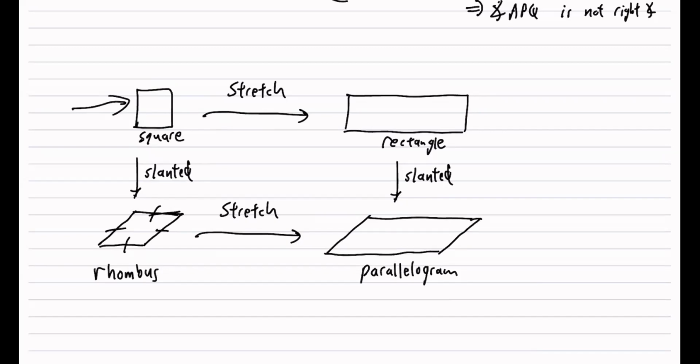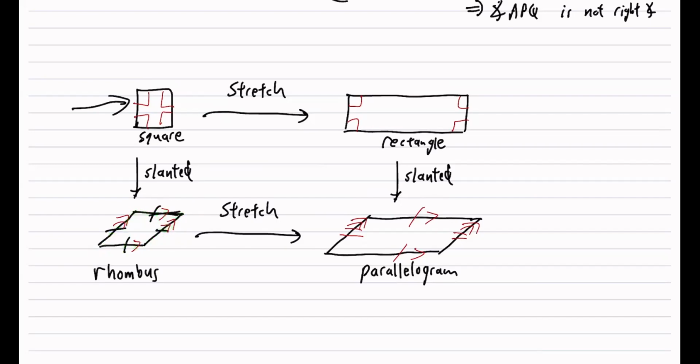Properties you need to know. 90, 90, 90, 90 for square and rectangle. For parallelogram, opposite sides are equal and parallel. For rhombus, also the same thing. Opposite sides are equal, but in particular, all four sides are actually equal because it's just a slanted square. Then you've got parallel opposite sides. But take note, it's no longer 90 degrees.